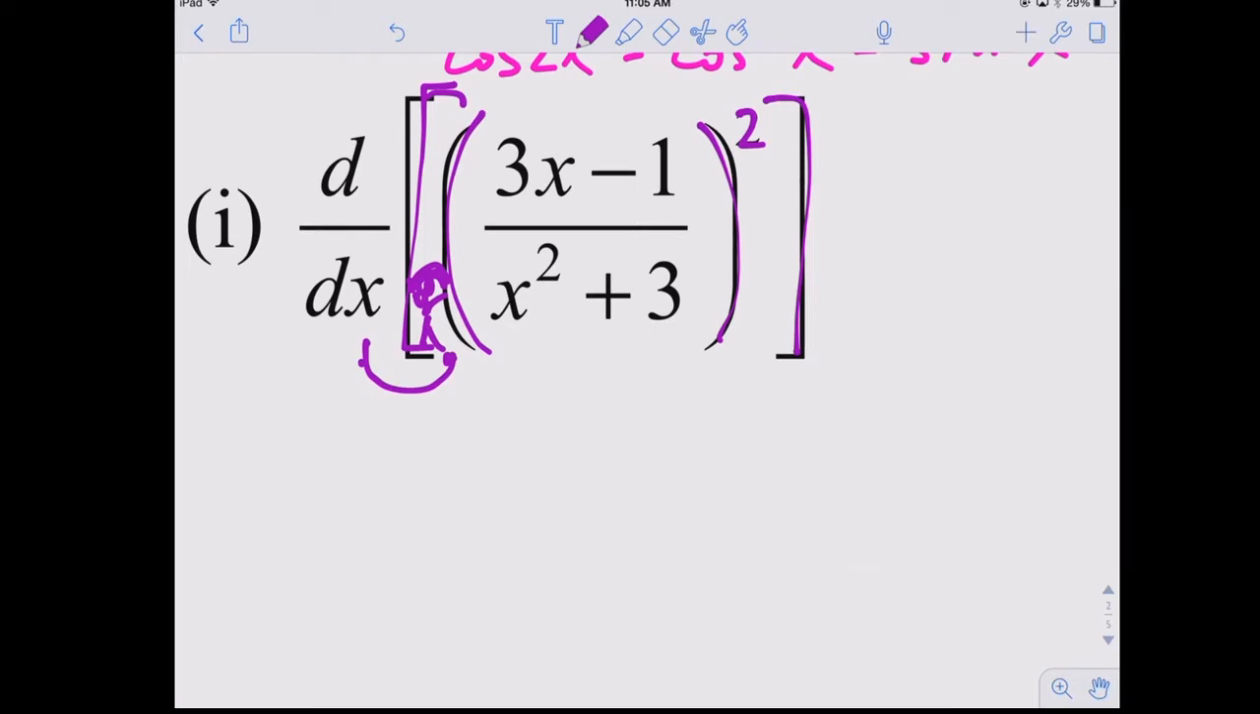I don't see the quotient rule yet. I see a blob squared, and it's only when I get to the inside, after I take the derivative of the outer layer, blob squared, do I see that it's a quotient rule. So this is a quotient rule, yes, but it's a chain rule first. Do we need to rewrite any of them? No, it looks good to go. So blob squared becomes 2 blob to the first.